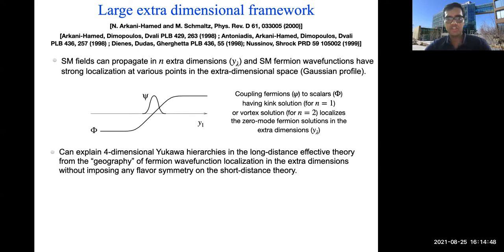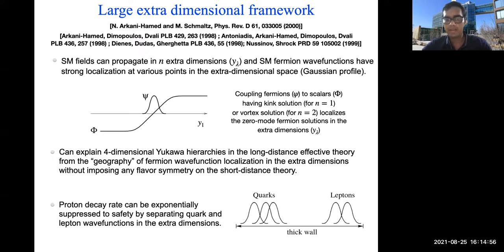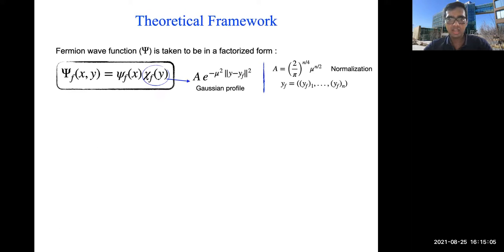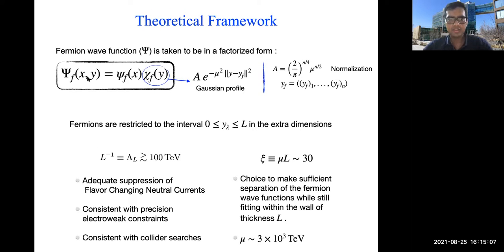This has the appealing feature that it can explain the four-dimensional Yukawa hierarchies in the long distance effective theory from the locations of the fermion wave functions in the extra dimension. Furthermore, proton decay rate can be exponentially suppressed to safety by separating out quarks and leptons in the extra dimensions. The theoretical framework is that the total wave function is taken in a factorized form, where the extra dimensional part is a Gaussian shape. A is the normalization factor needed for the canonically normalized kinetic term.